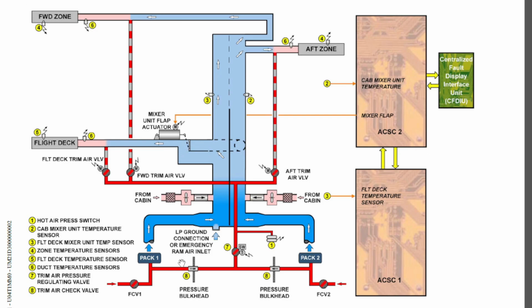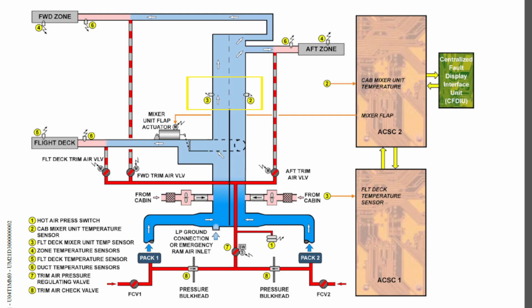So now we'll say you don't have supply from pack 1 to the mixer unit. Air conditioning system controller 2 will know that pack 1 is not working, so it will open this flap here. We have pack 2 working, so air comes from pack 2, comes here and enters the duct. Because the flap is open, the air will enter the flight deck duct, and you will have conditioned air or cold air and proper ventilation into the flight deck using pack 2 air.